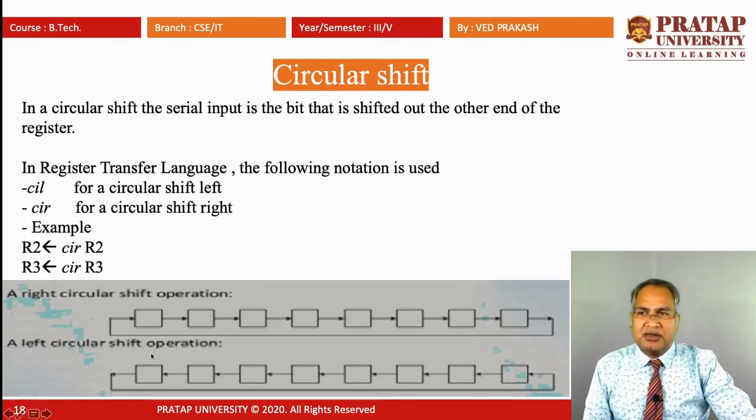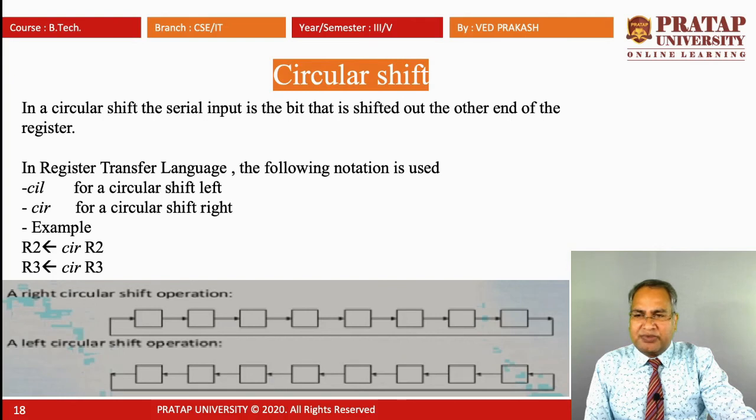Next is the circular shift. In a circular shift, the serial input is the bit that is shifted out of the other end of the register. So, in the circular shift, we can also say that the MSB becomes the LSB, and sometimes the LSB becomes the MSB, depending on the direction of the rotation.